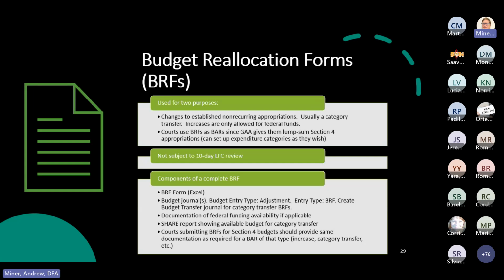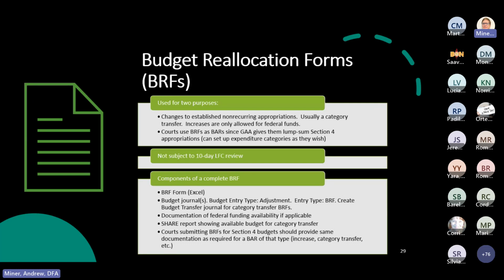And down below, you see the components of a complete BRF. So again, you've got your BRF form as submitted in Excel. Your budget journals, so the budget entry type is going to be adjustment because you're adjusting an established budget. Entry type is BRF. And then you create a budget transfer journal for category transfer BRFs. In those rare cases of federal funding you need documentation of that. Just like if you were doing a category transfer BAR, you should do a SHARE report that shows available budget on that Z code for category transfer.